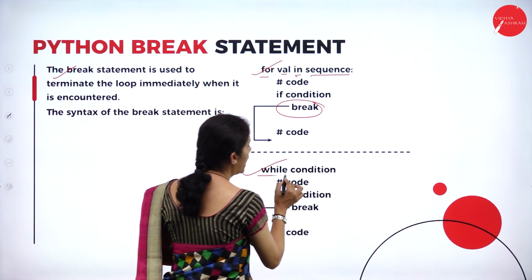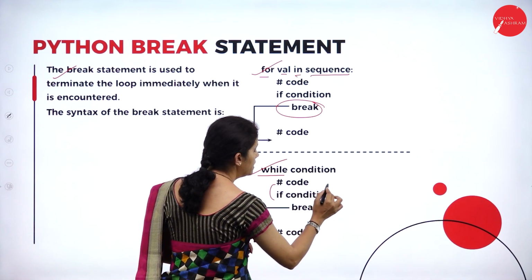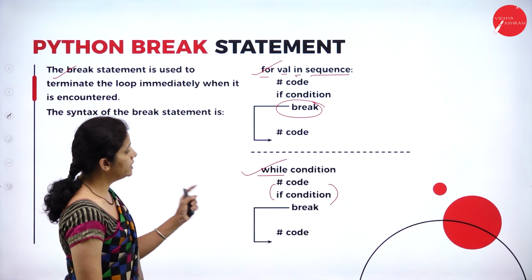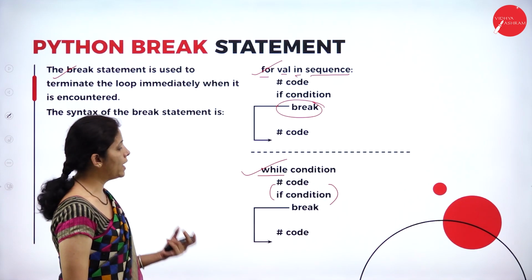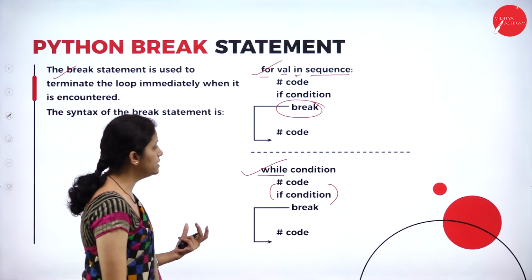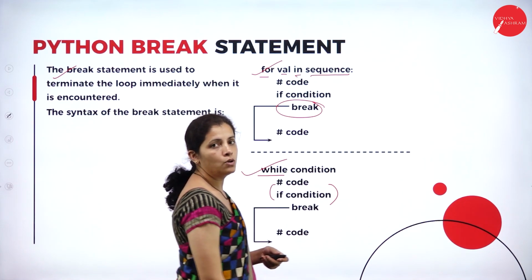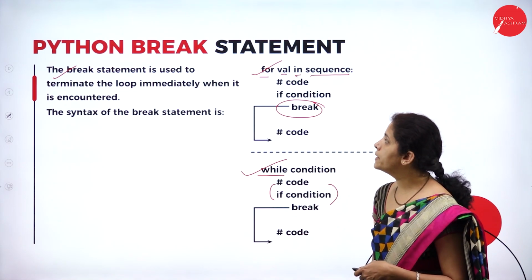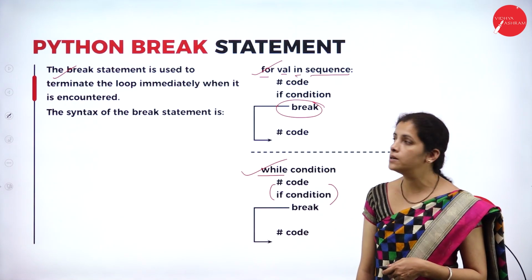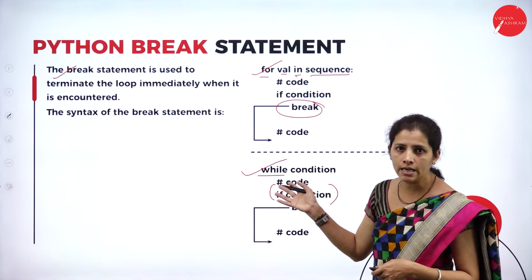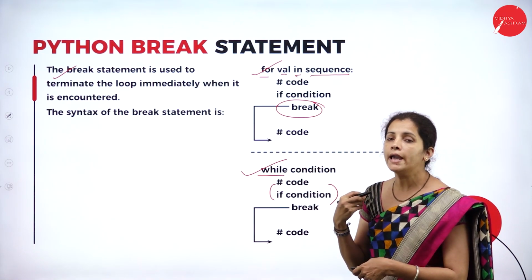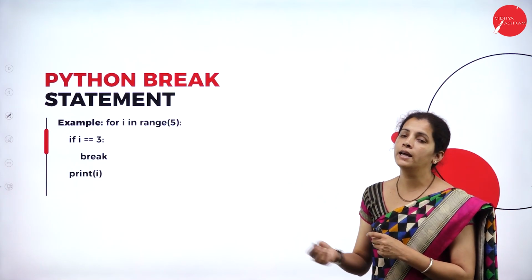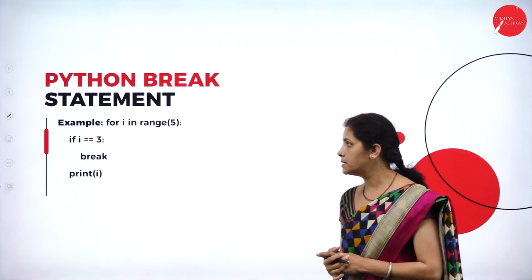So here, while, and then inside this while loop, I'm going to have the condition. If the condition is true, what do I want to do? I want to exit from this looping. So, we are going to use break. So, break in the sense what? The break statement is used to terminate the loop immediately. So, when I want to exit from the loop or terminate the loop, then I will use the break statement.